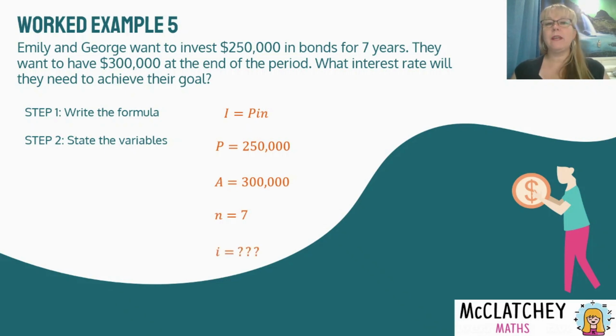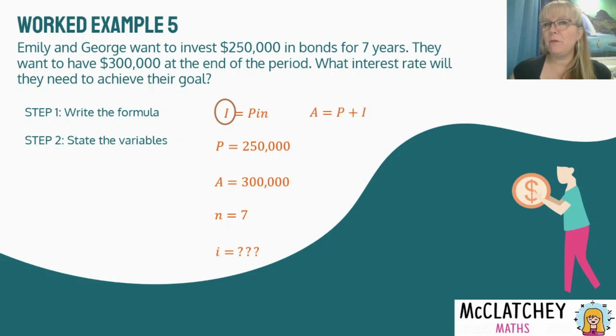And we don't know what I is. That's what we need to find. Now, if we look at our formula, I equals PIN. Well, we don't have I. We need the big capital I. We need to find this variable here first before we can start evaluating to find the little I.